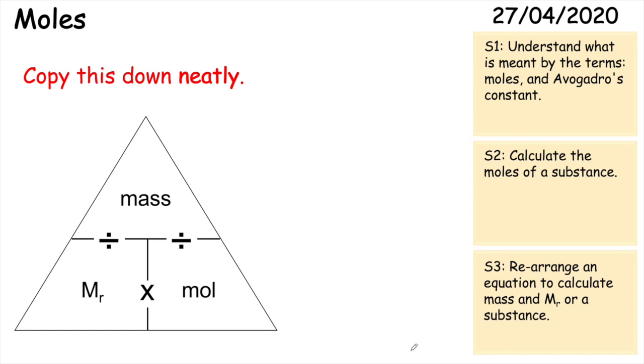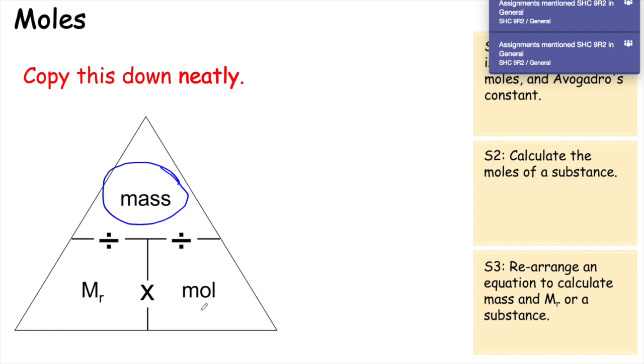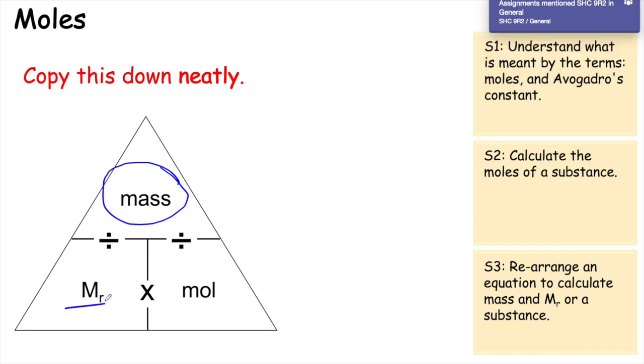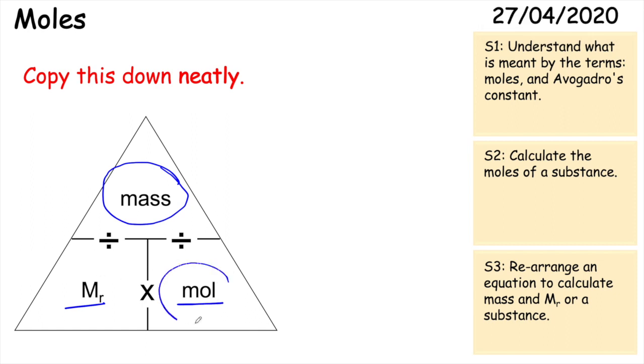So, this is probably the most important thing you will need. This is a calculation triangle, and some of you may have seen these before. But for those that haven't, I'll explain how they work. If you copy this down, and then you cover up whatever you want to know, it will reveal the calculation you need to do. For example, if I want to know what my mass is, then I cover it up and it's MR times moles. If I want to know what my moles is and cover up moles, it would be mass divided by MR. Simple. So let's see this in action.